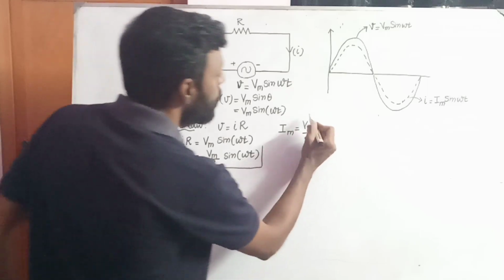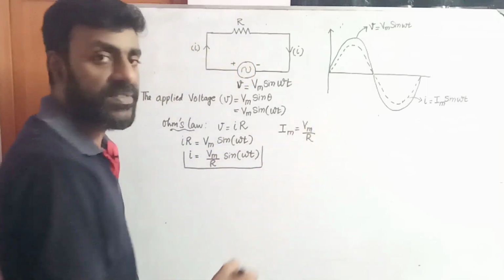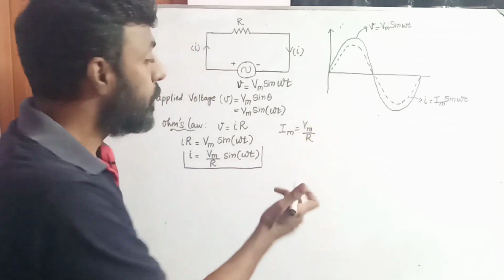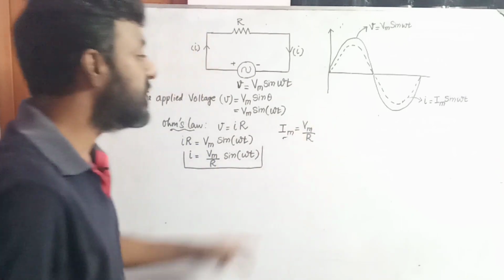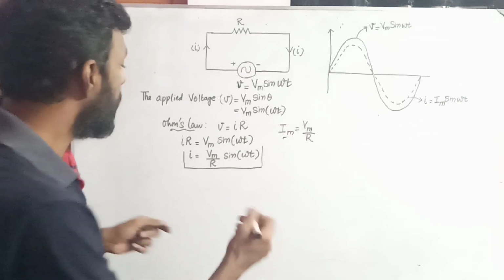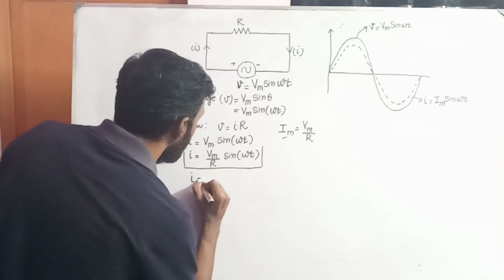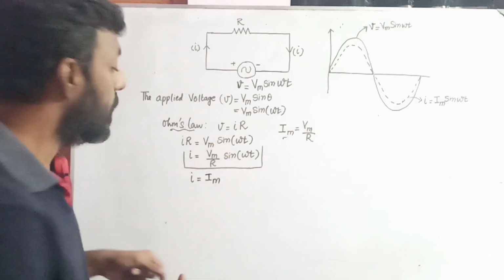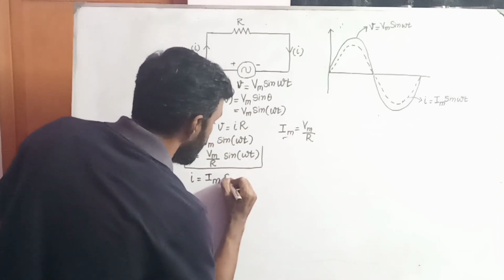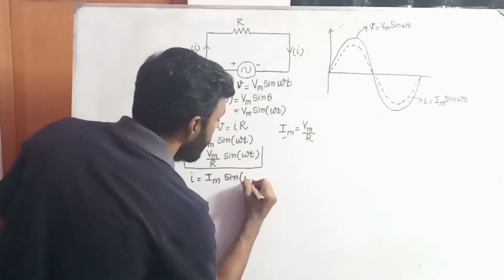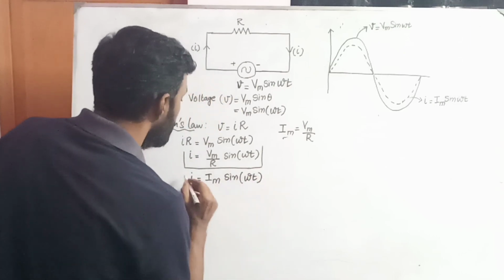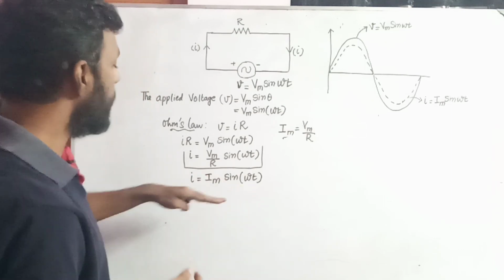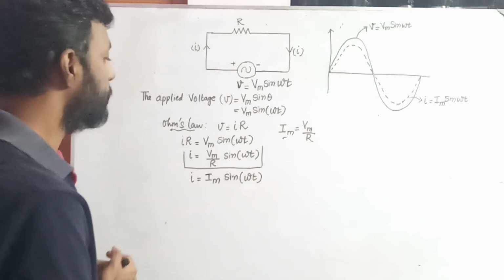Since the voltage in this equation has reached the maximum value, the current, which is equated to this ratio, will also reach the maximum value. So Im is equal to Vm by R. So I can substitute Im instead of Vm by R. That is I equal to Im into sine of omega t. So I got the value of I: I equal to Im into sine omega t.